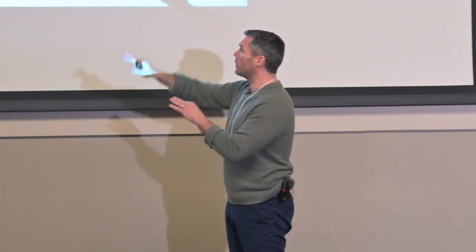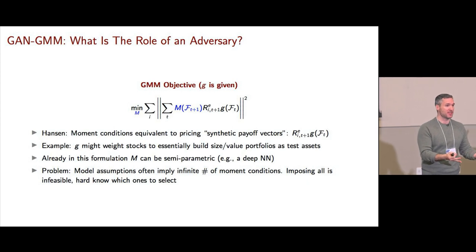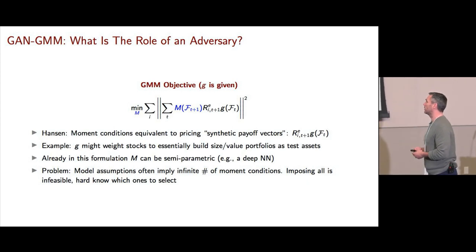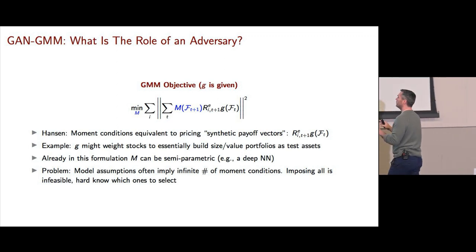So, already in this formulation, by the way, we can do machine learning, right? This M function, the SDF that I'm trying to estimate, it can be a neural network model. I can just do GMM where I'm estimating a neural network, okay? Just allowing for a flexible functional form here. So that's not novel, all right?